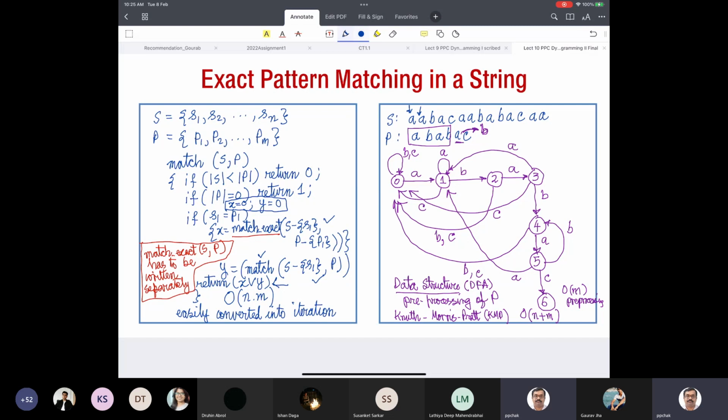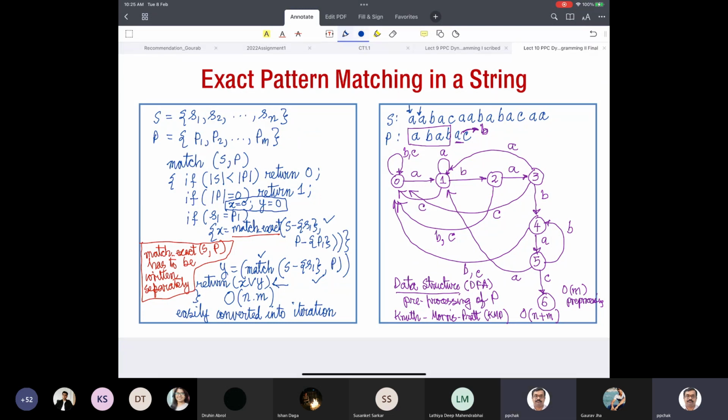Is it clear to everybody else now how we have done this? Yes, sir. Lathia Deep Mahendrabhai, is it clear to you? I cannot hear you. Hello, sir. Is it clear? Yes, sir, clear. Kumari Bhavna, is it clear?